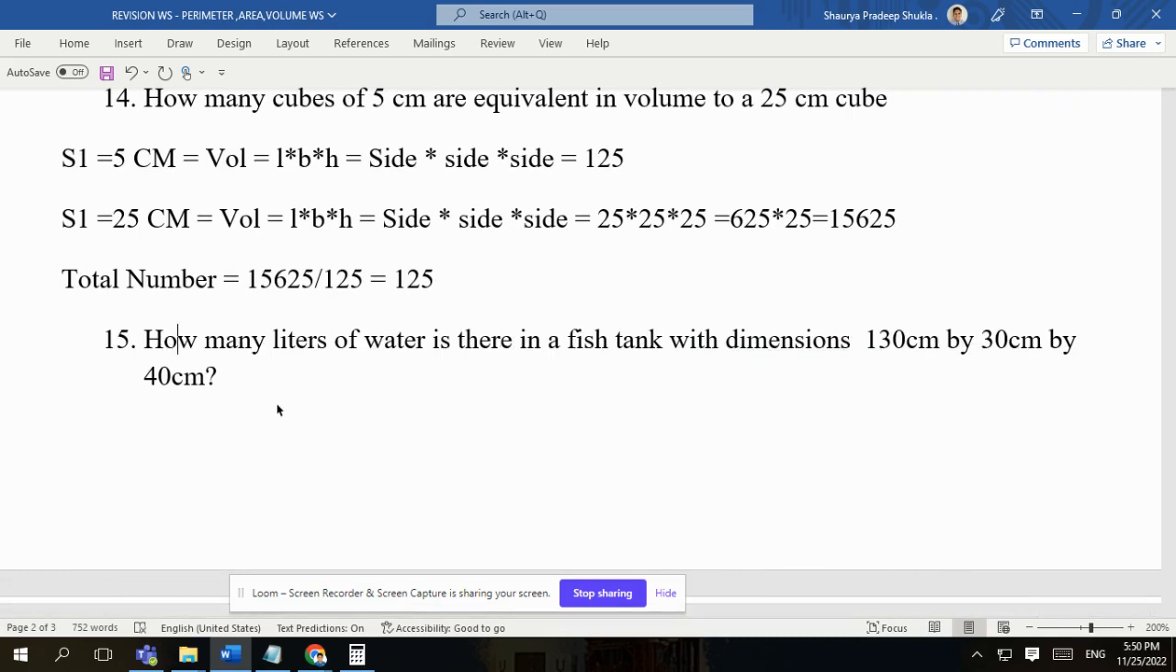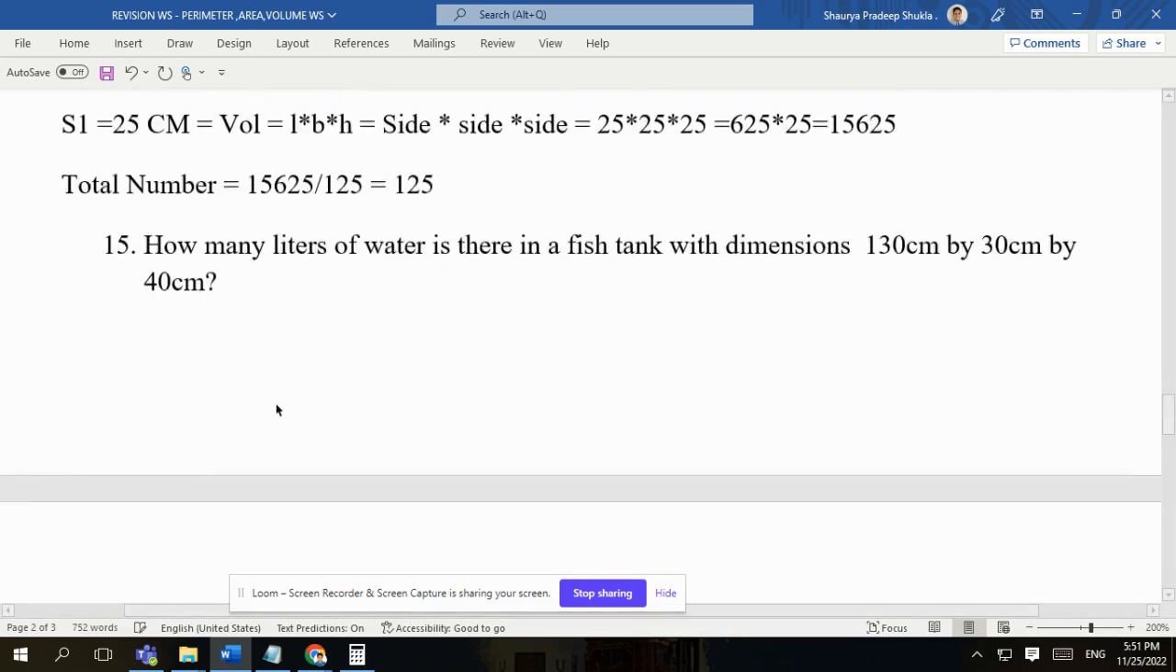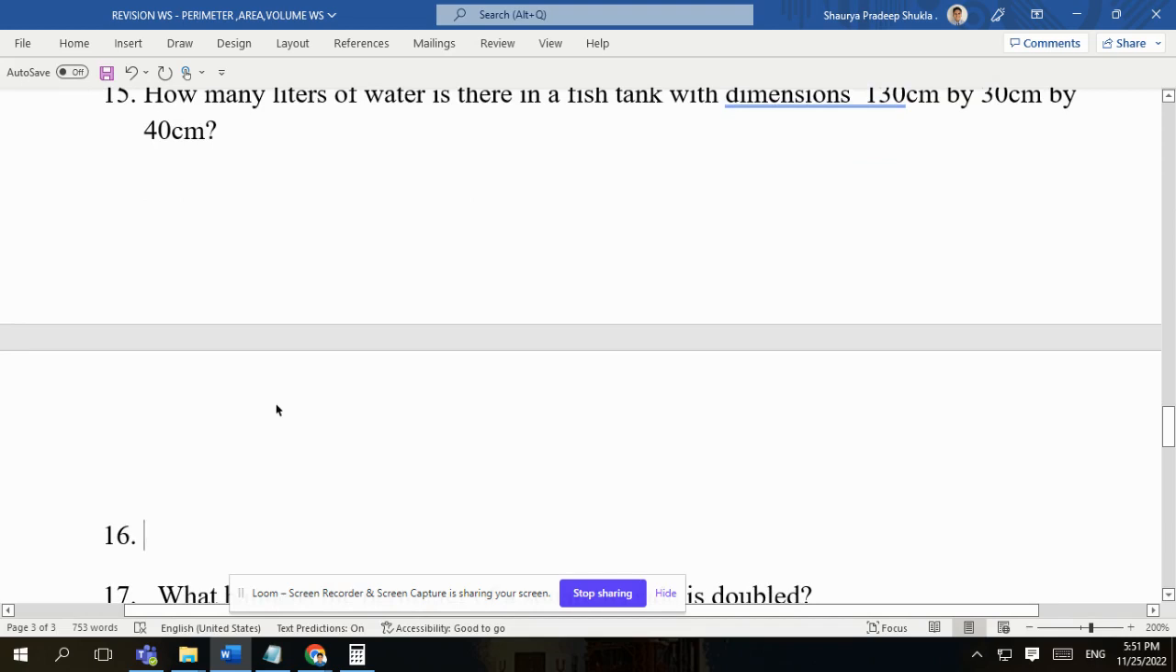How many liters of water are there in a fish tank with dimensions 130 centimeter multiplied by 30 multiplied by 40 centimeter? We just have to calculate the volume, a very simple problem. It's basically the volume of a cube. No, actually a cuboid, because they're giving us different dimensions, L, B, H. The volume formula for a cuboid is L multiplied by B multiplied by H. Guys, this is what your teacher taught in grade 5. You know this. The problem is you don't know your grade 1 mathematics.